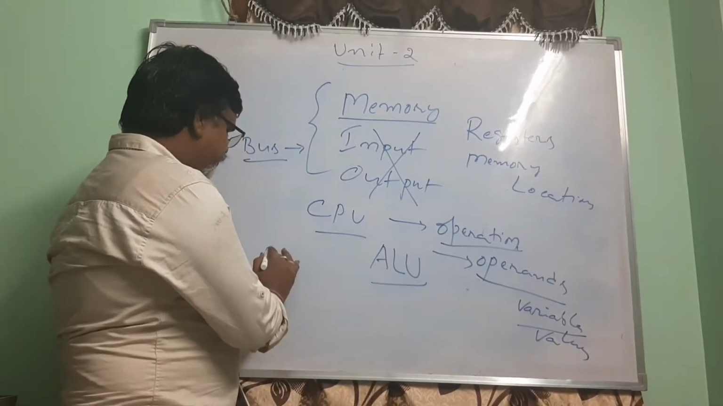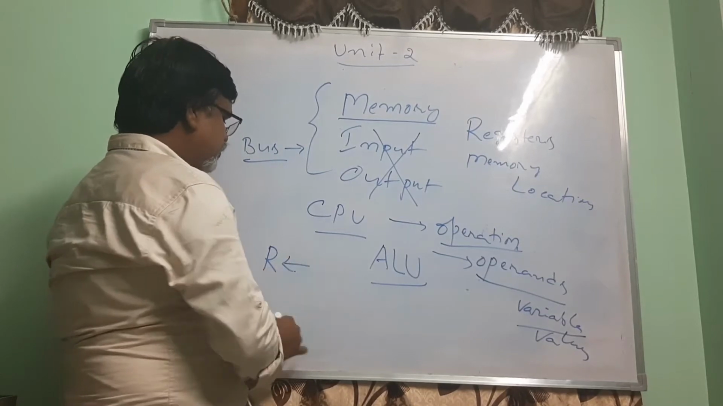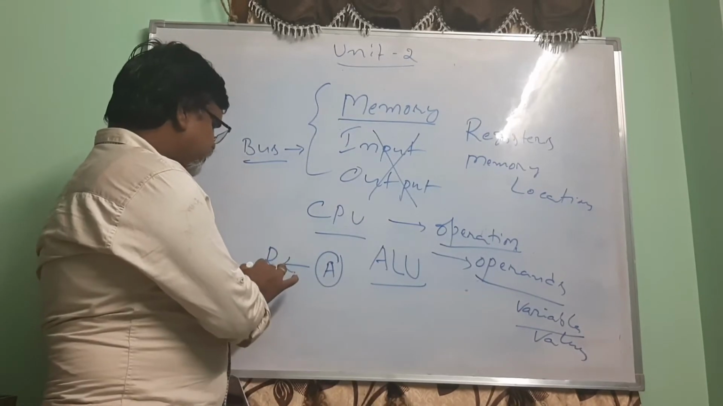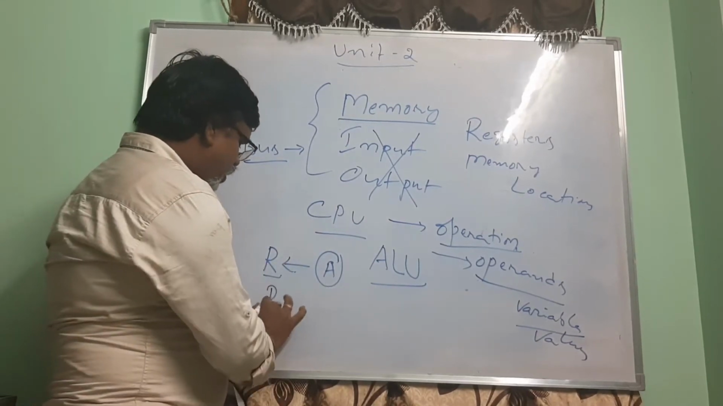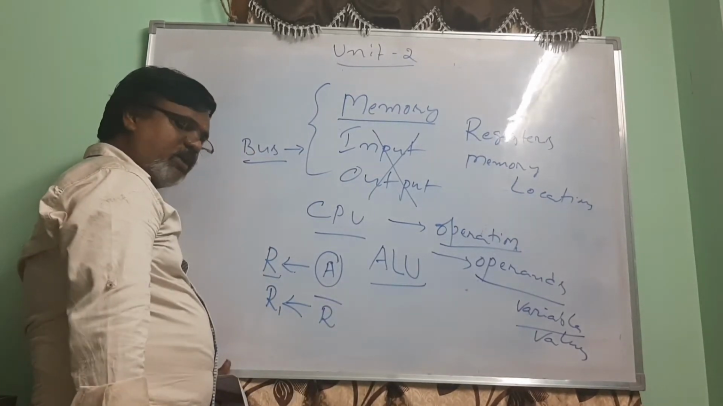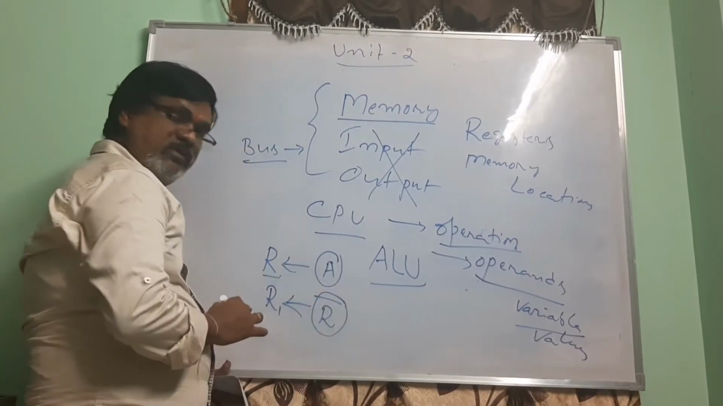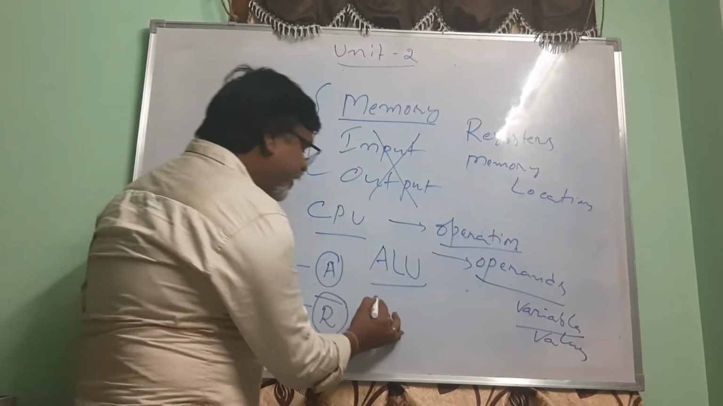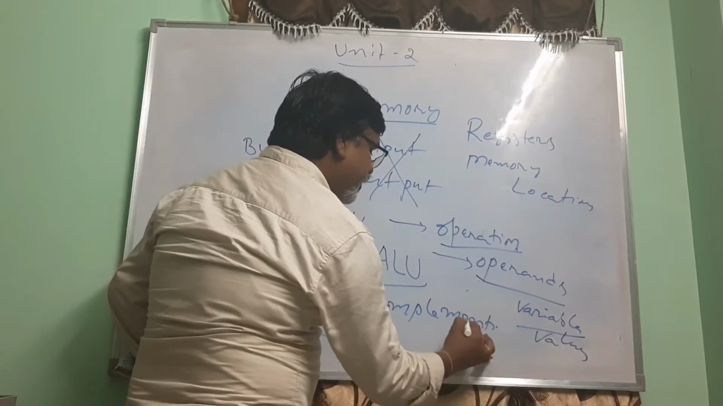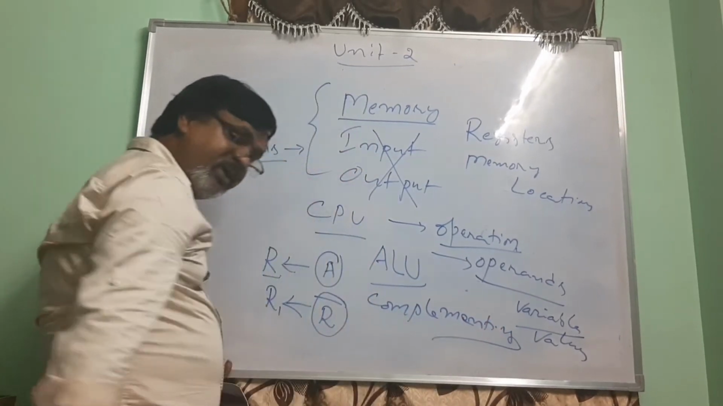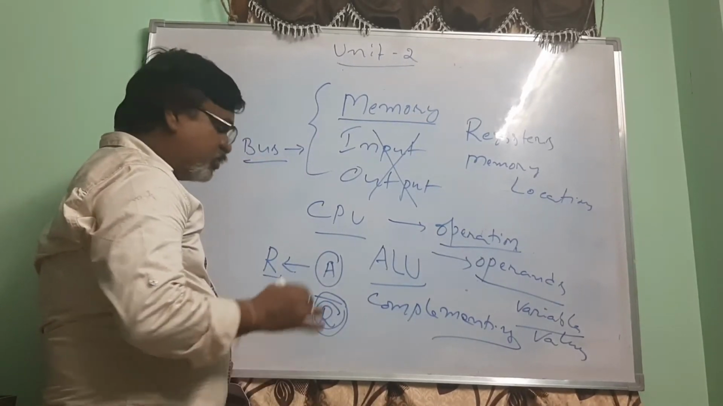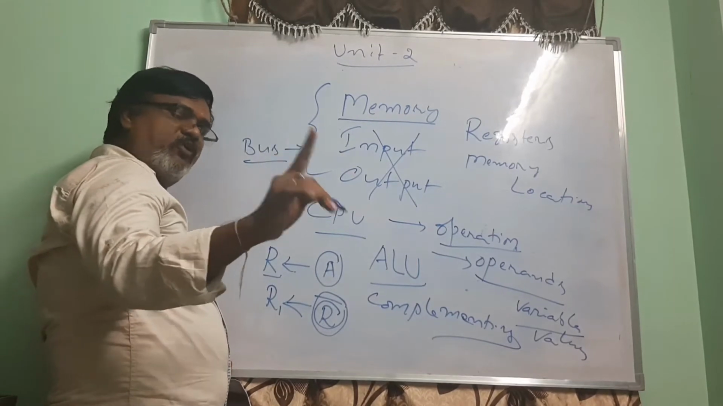For example, if I say R is equal to A, A is a variable. Let us assume A is transferred to R. Now R1 is nothing but the complement of R, R bar. So here the operation is complementing, but the operand is the value that is there in R. So here only a single operand is there. We have only one operand.